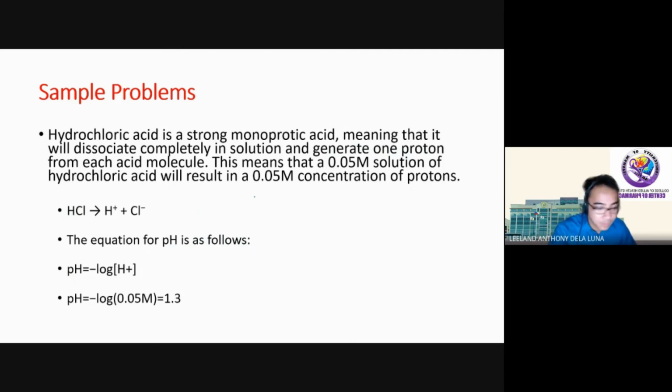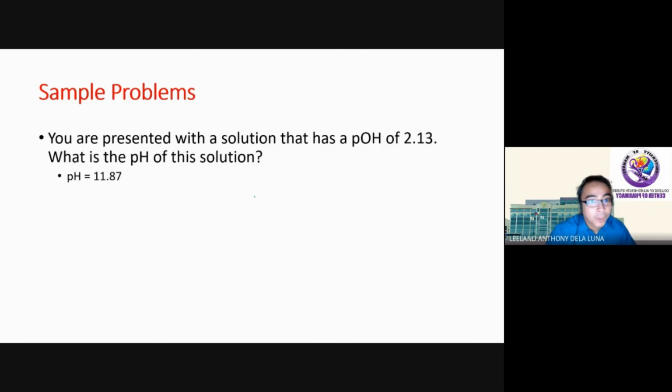So, here's the solution. What about this one? Though this is rarely done, we can do it. You are presented with a solution that has a pOH of 2.13. What is the pH of the solution? I said this is rarely done, but you might see problems like this. Its pOH is 2.13. The question is, what's the pH?